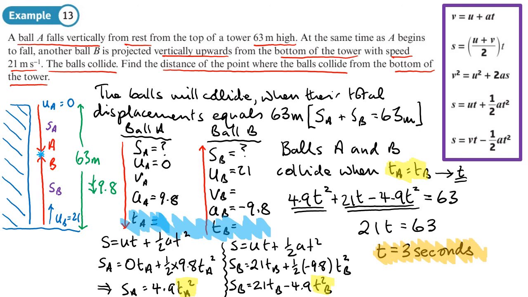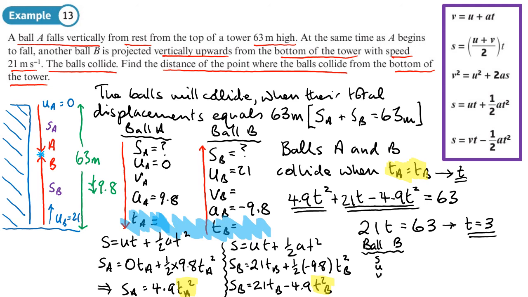Now, we're not quite finished. I'm not sure why I thought I was finished. What we need to do from here is work out the distance that either this falls or this one goes up in 3 seconds. Let's use the distance that this one goes up, because we want the distance from the bottom. So let's just move that t equals 3 to one side up here. t equals 3. And let's look at ball B and see how far that is above the ground in 3 seconds.